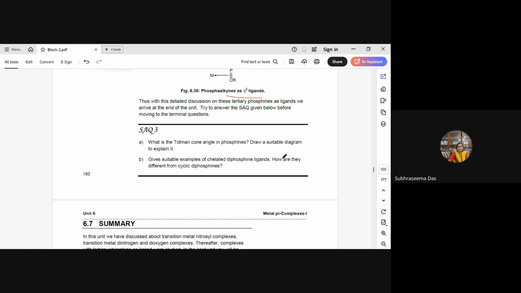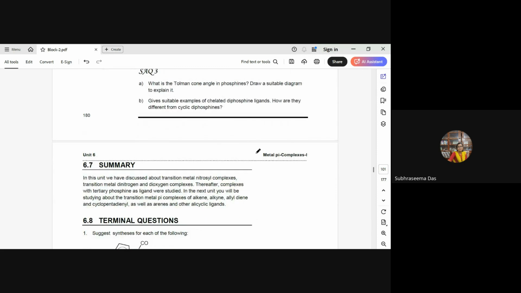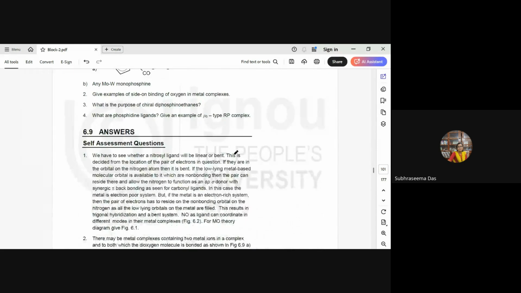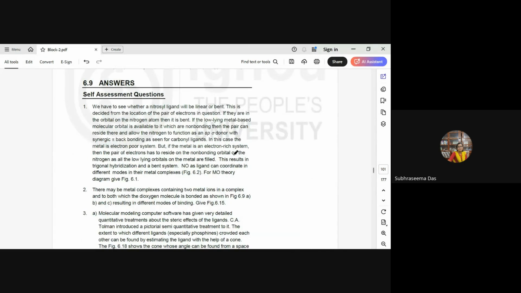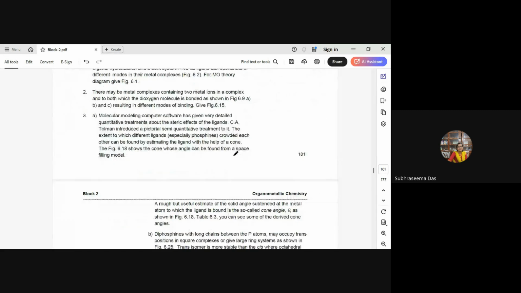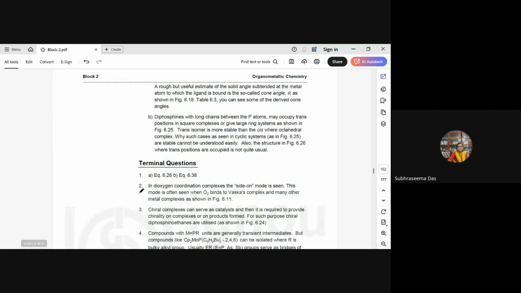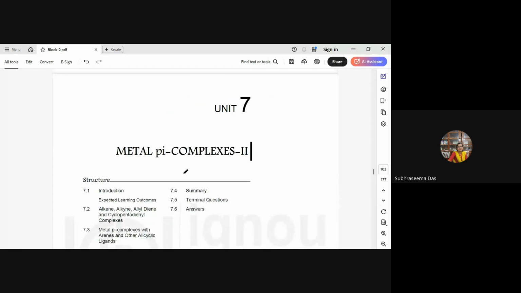With this we finish the topic on the different types of phosphines, their phosphine ligands and their examples. This is the self assessment and question part. You can go through it, the answers have been provided, and you can solve them for yourselves.